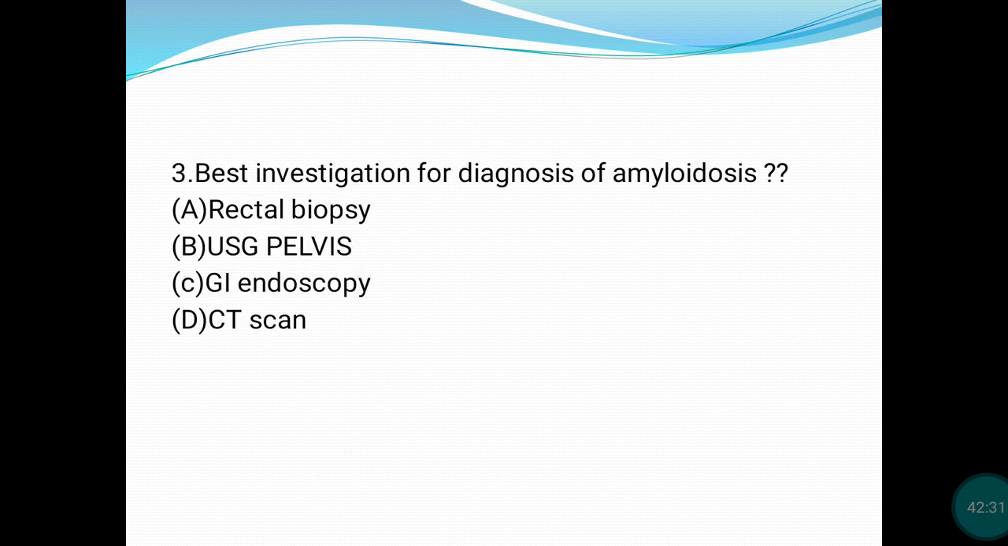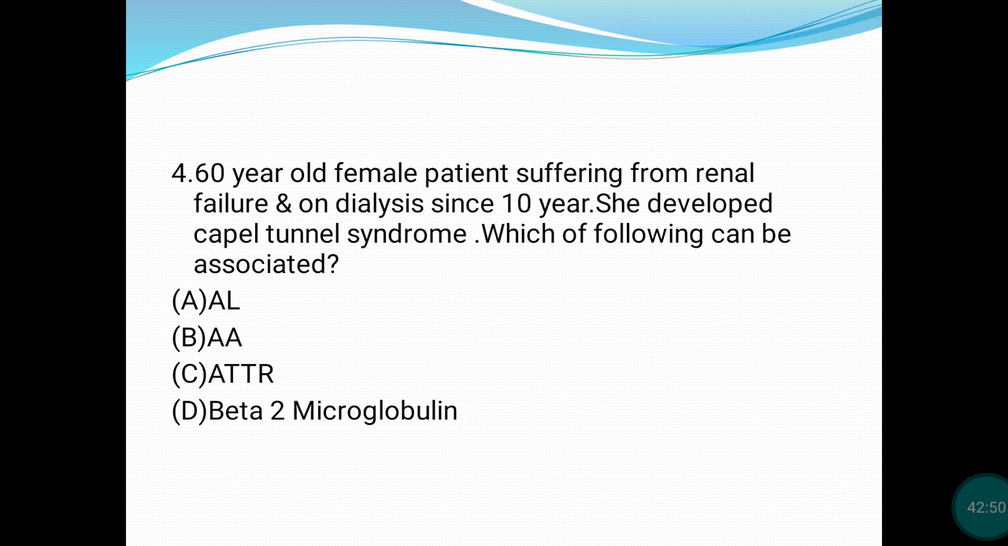Best investigation for the diagnosis of amyloidosis: rectal biopsy, ultrasonography, endoscopy, or CT scan? Obviously, for diagnosis of amyloidosis, you need to see it under the microscope, so you need to take a biopsy. That is the gold standard, so rectal biopsy is the answer. A 60-year-old female patient suffering from renal failure and on dialysis for 10 years developed carpal tunnel syndrome. As we discussed earlier, carpal tunnel syndrome is due to beta 2 microglobulin accumulation.